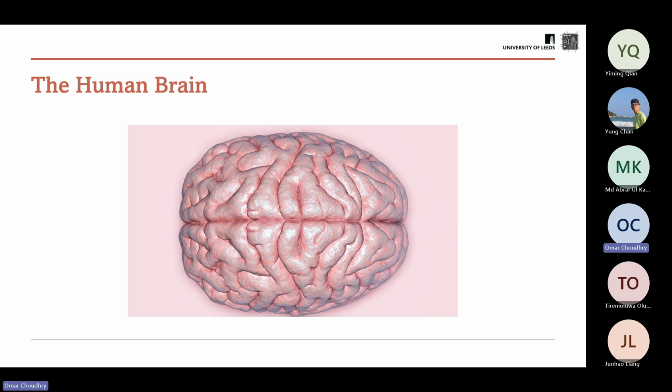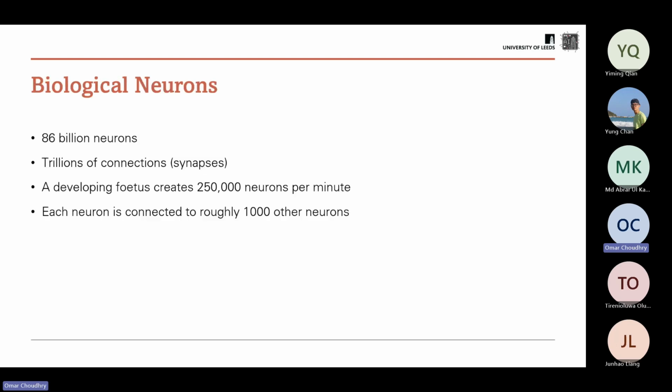So the idea is that, well, the human brain is something that is extremely powerful. And in fact, it contains billions of these things called neurons, and they are connected to each other by synapses, and there's trillions of these connections. Each neuron is connected to roughly another 1,000 neurons.